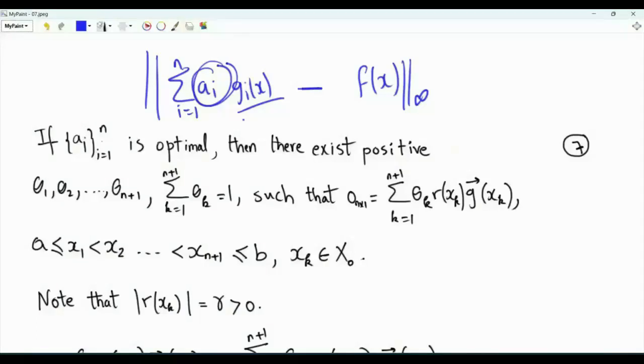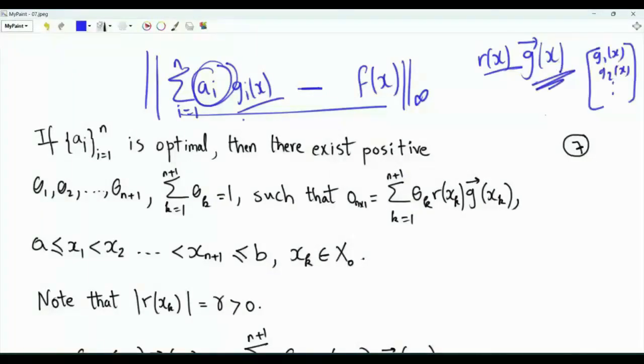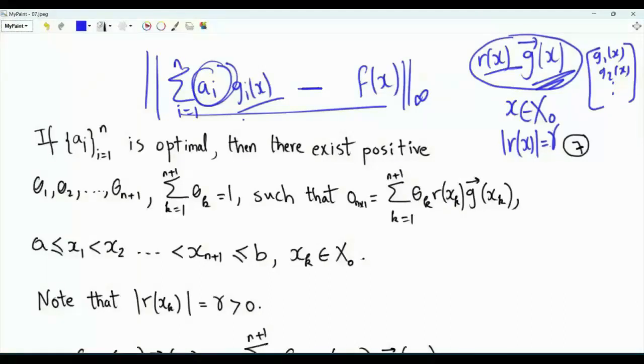The coefficients are optimal in this sense if and only if the all-zero vector is in the convex hull of vectors that look like this: r of x, which is given by this expression, times an n-dimensional vector g arrow of x. We have those vectors for every x in the set big X0, which is the set containing the small x values such that the magnitude of r of x is equal to gamma, the L infinity norm.